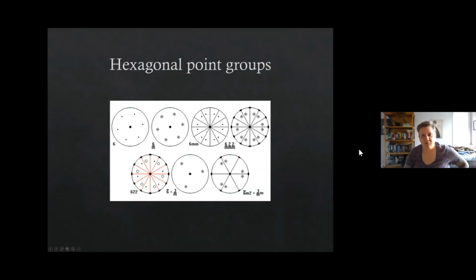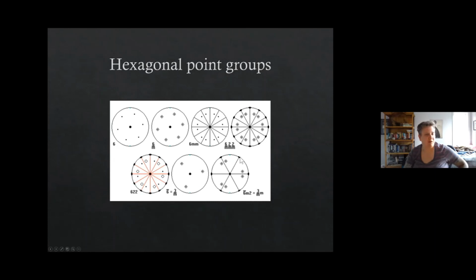And those are the stereographic projections for the hexagonal point groups. And you can see they get a little bit complicated as you go up to the highest symmetry here, which is 6 over m, 2 over m, 2 over m, and this is kind of a funky one here. Bar 6 m2, which is basically 3 over m.